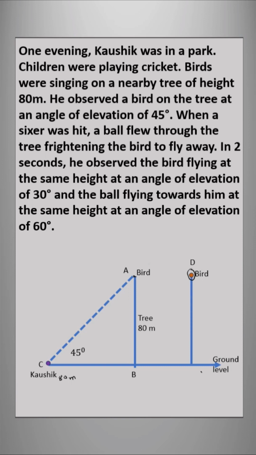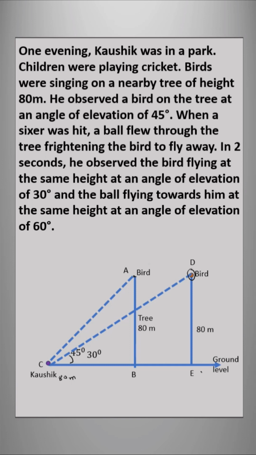Let the point be D, bird's point be D. DE be the distance. This is 80 meter. And angle of elevation is 30 degree. Angle DCE is 30 degree.